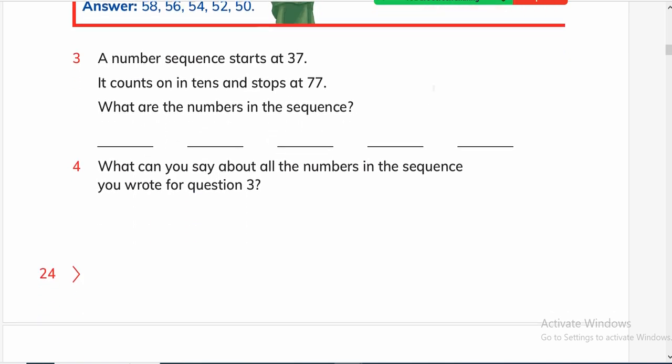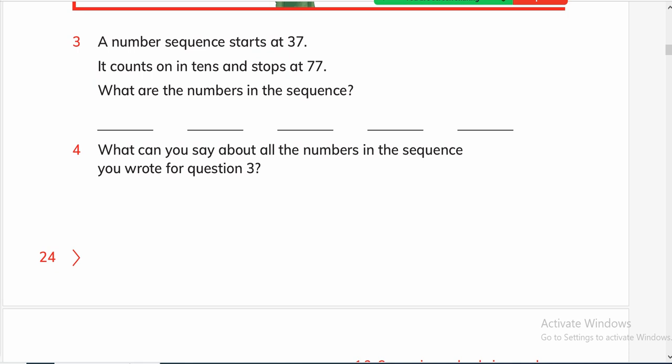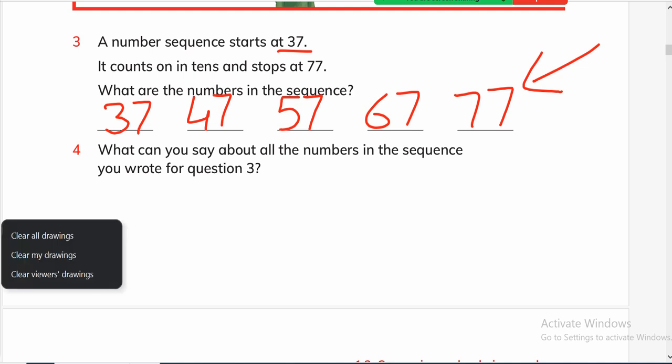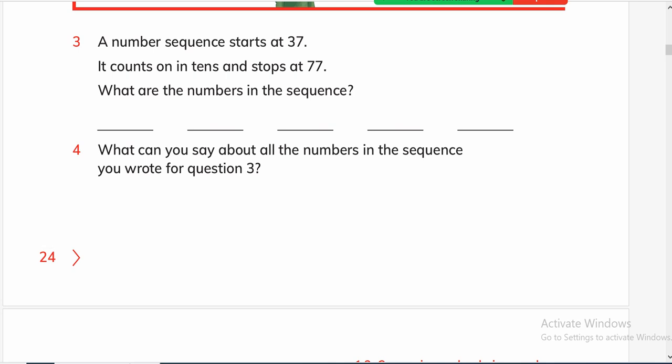Okay, a number sequence starts at 37. It counts on in tens and stops at 77. They said count in tens: 37, 47, 57, 67 and 77. What can you say about all the numbers in the sequence? For question number 3, what can we say? We can say that these all are odd numbers and this is counting on in tens.